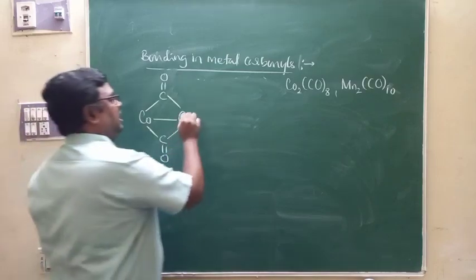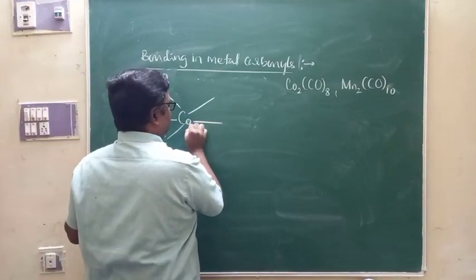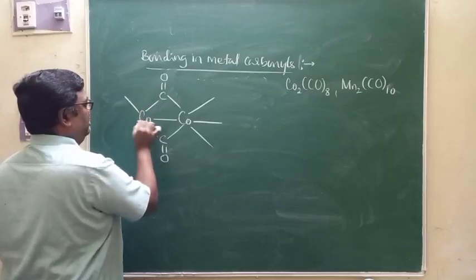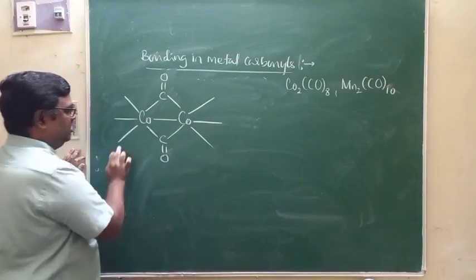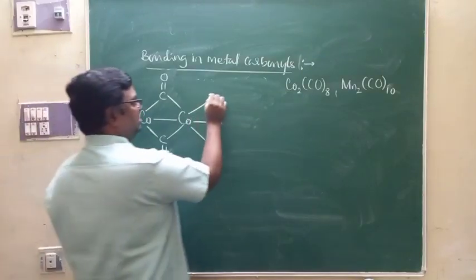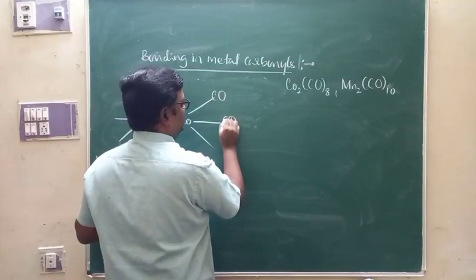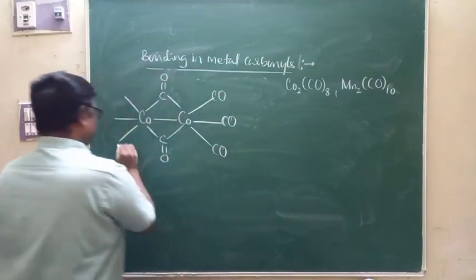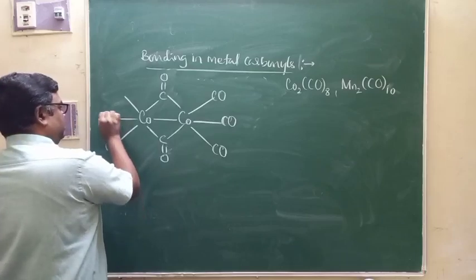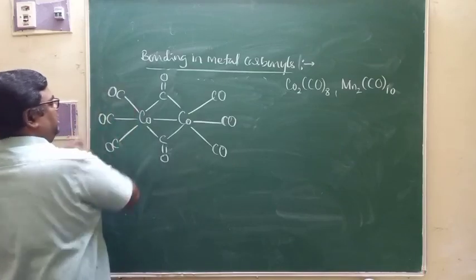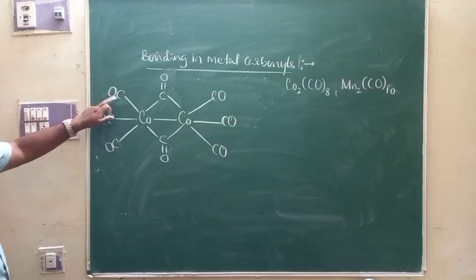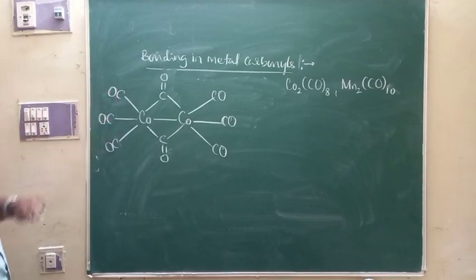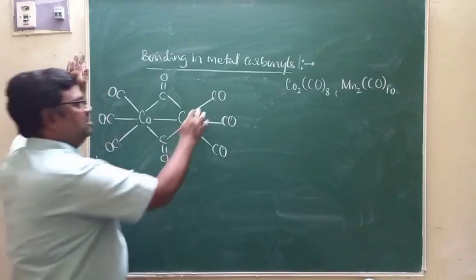And the remaining, each cobalt is attached to 3 carbon monoxide molecules. Like this, this is CO, CO, and CO there. This is CO, this is CO, and of course CO there. Look at this. CO, C capital, O capital, C capital, O capital. This is also correct.